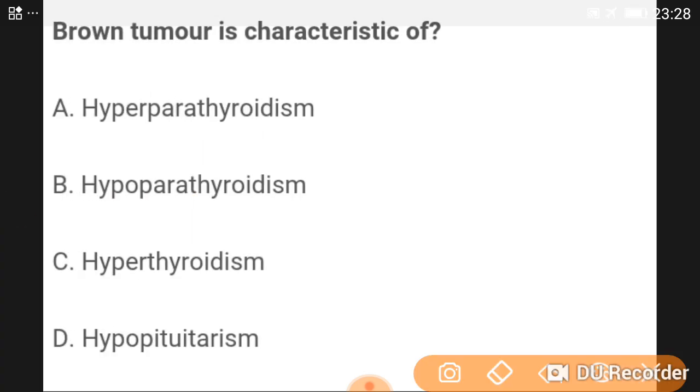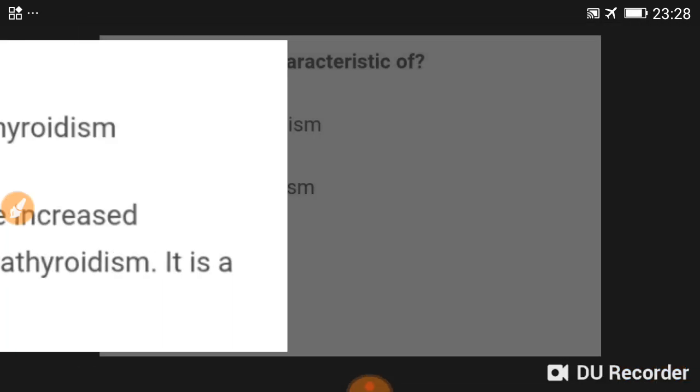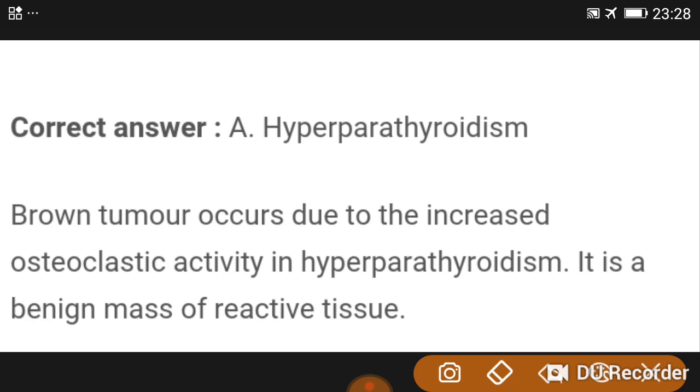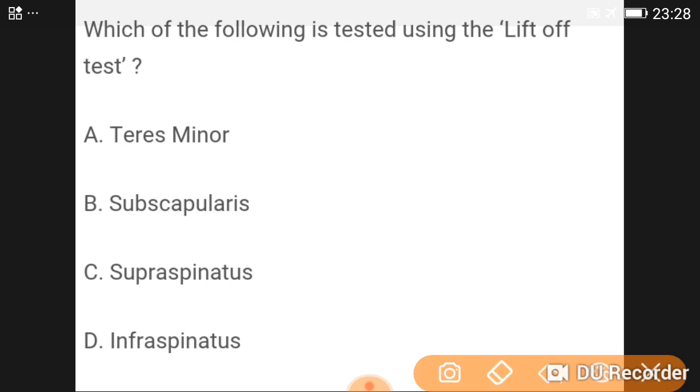Brown tumor is characteristic of hyperparathyroidism. Let's discuss. Brown tumor occurs due to increased osteoclastic activity in hyperparathyroidism. It is a benign mass of reactive tissue. Okay, let's move on. Which of the following is tested using the lift-off test, that is subscapularis?